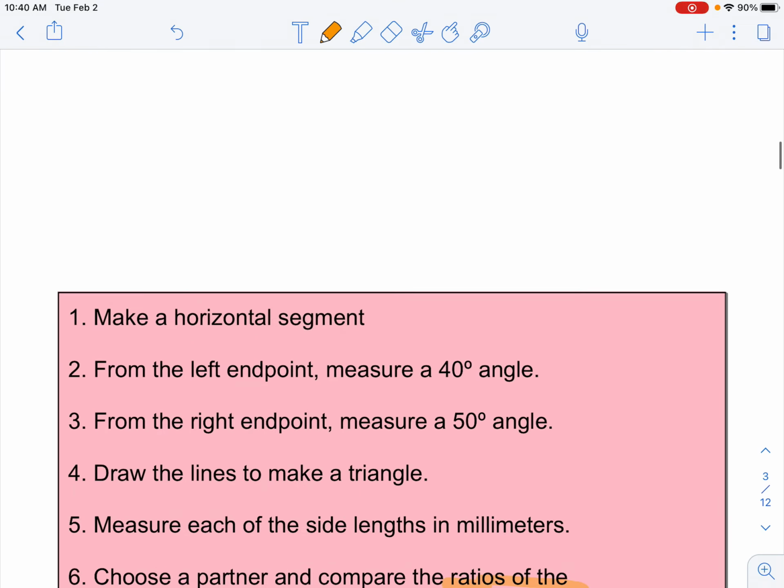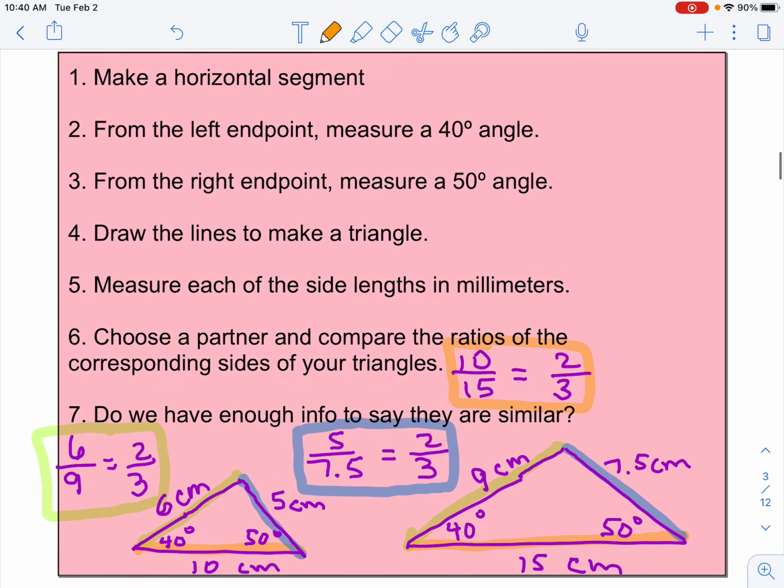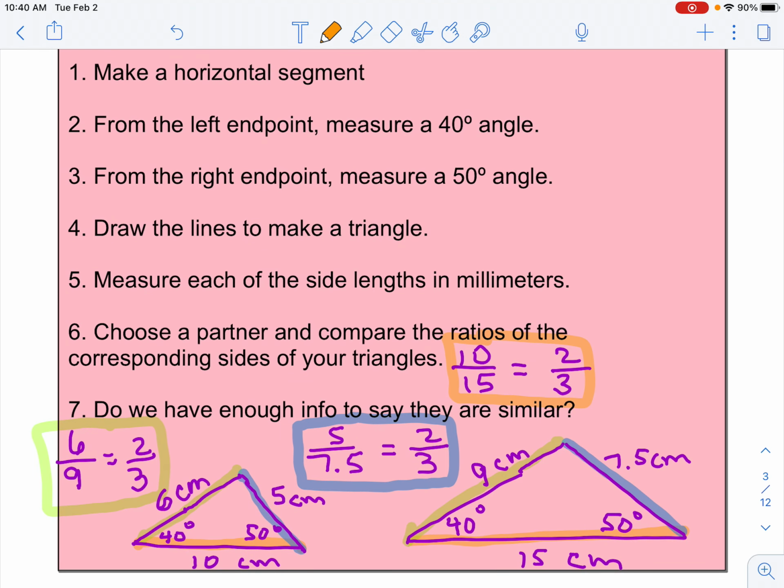All right. So if we were doing this in class, what I would have you do is make a horizontal segment of any length. And then on each endpoint measure a 40-degree angle and a 50-degree angle. So over here on this triangle, I have a 40 and a 50-degree angle. Then I would draw the lines to make the triangle and measure each side length in millimeters.